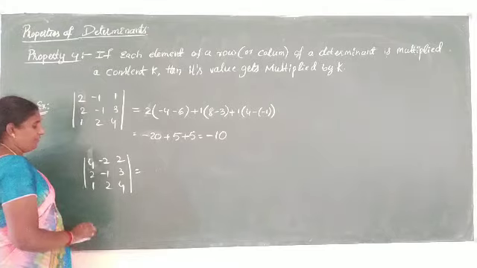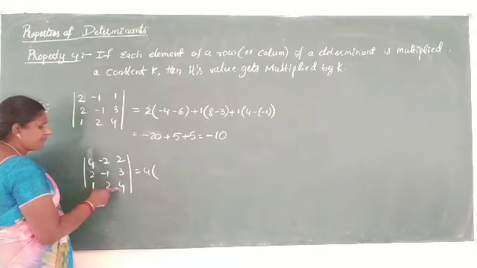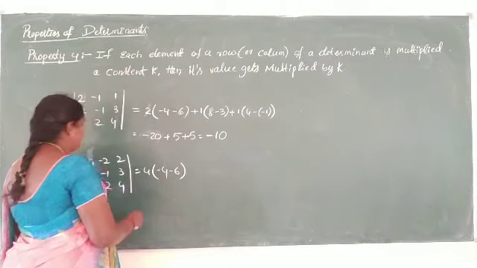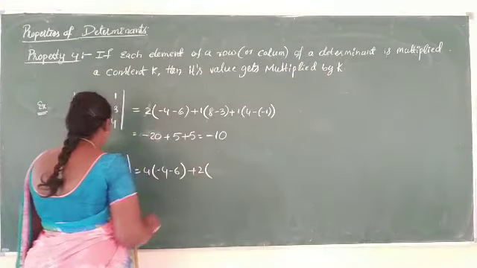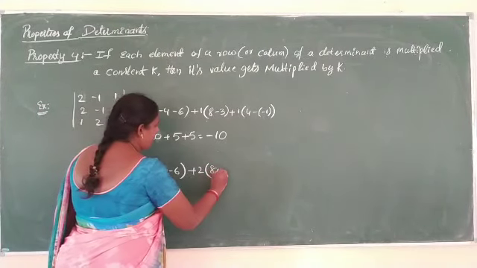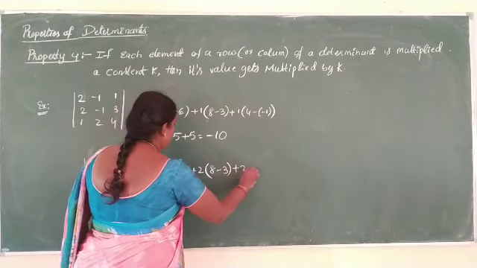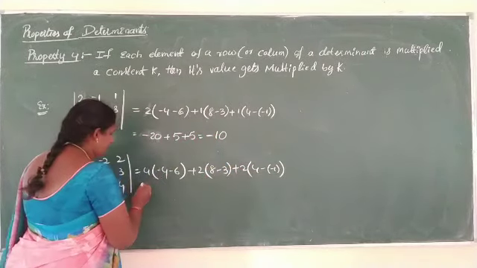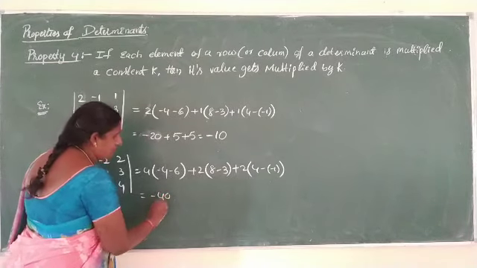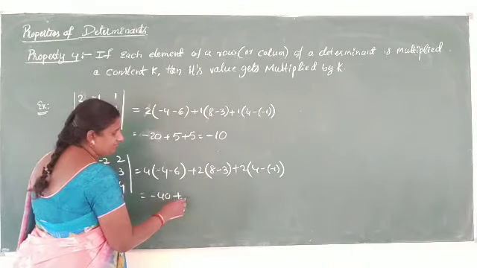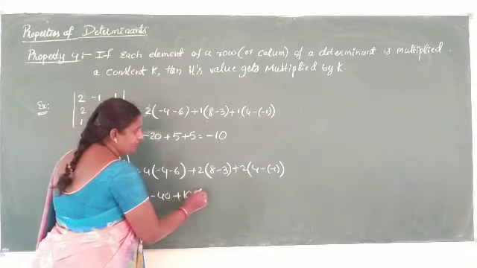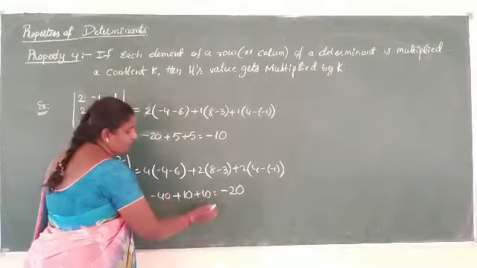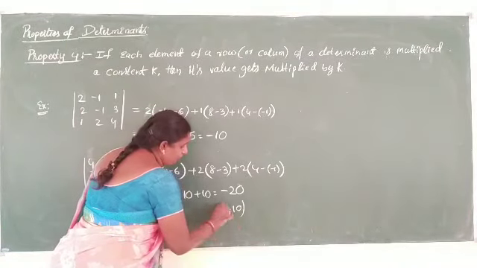Now expand this determinant. 4 into (-4 minus 6), next plus 2 into (8 minus 3), next plus 2 into (4 minus of -1). Now simplify this one. -40 plus 10 plus 10, so you got -20. So -20, how can we write that? -10 into 2 you can write now.